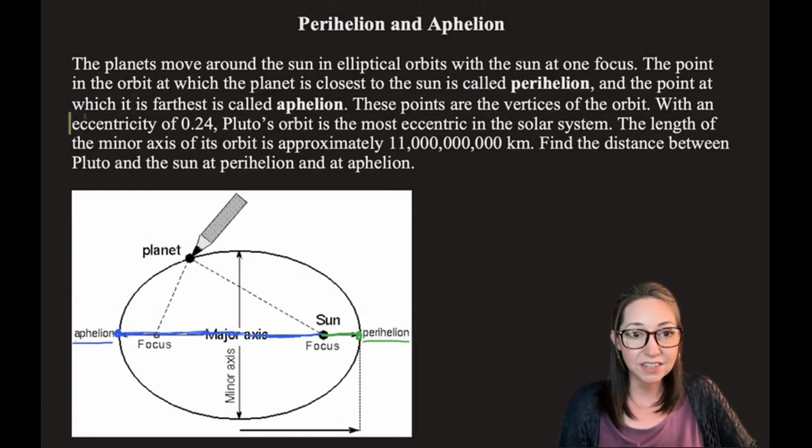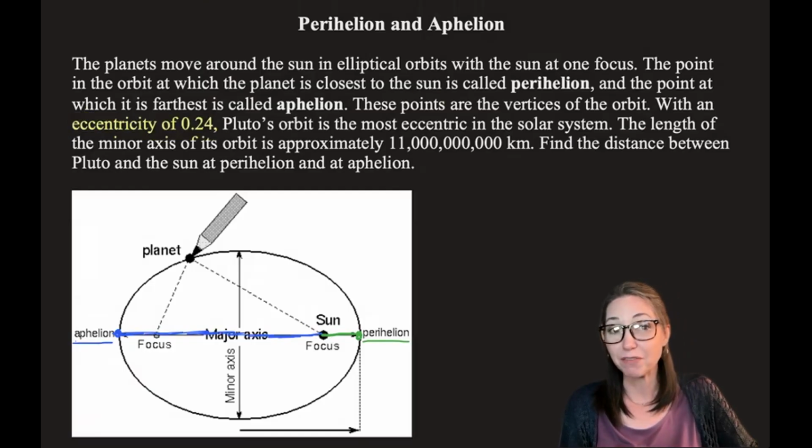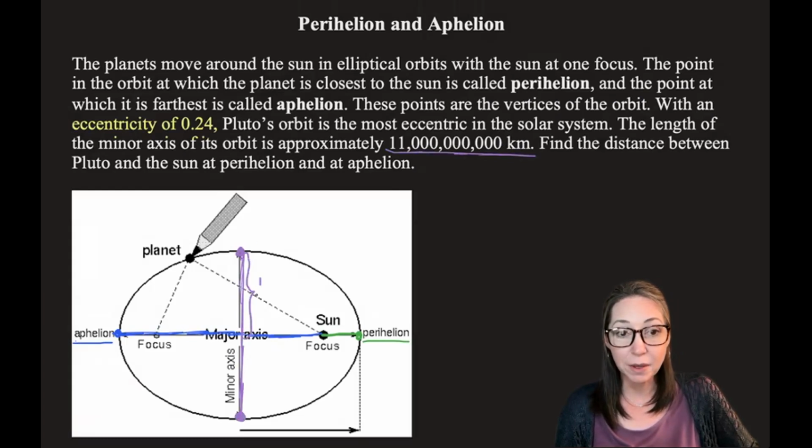Pluto actually has an eccentricity of 0.24. So it's the most eccentric, if you count it as a planet at least, of all of the planets in the solar system. What we know is that the length of the minor axis is approximately 11 billion kilometers. Remember, the minor axis goes from here all the way down to here. We typically call half of that length b, so the total length, 2b, is 11 billion.